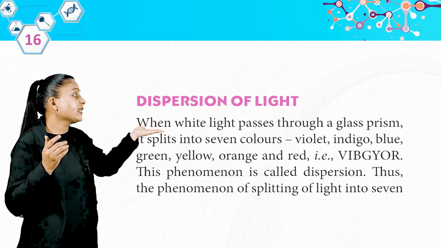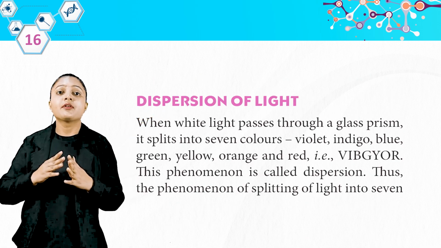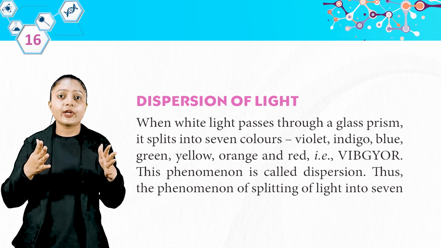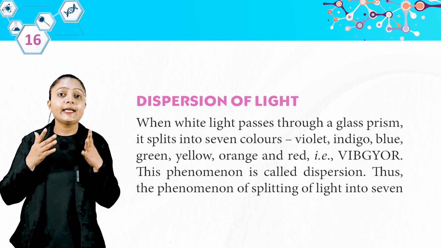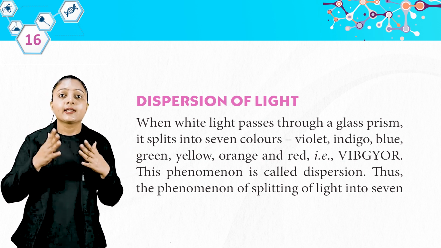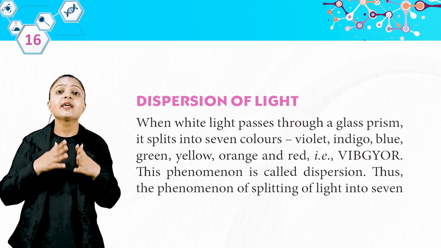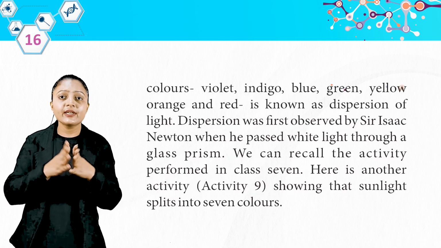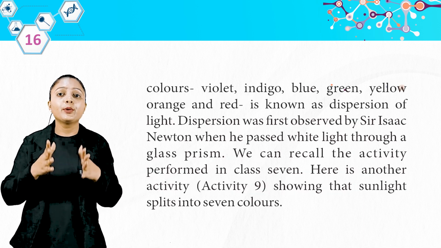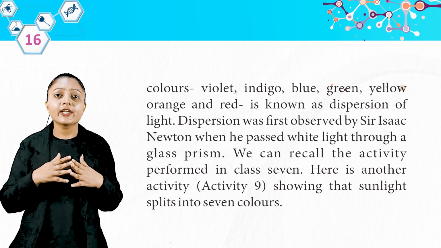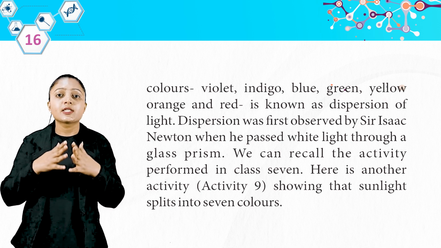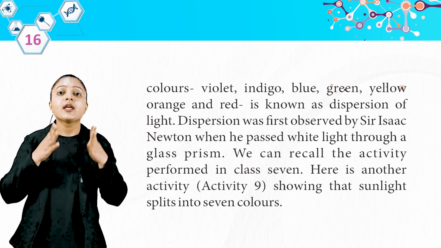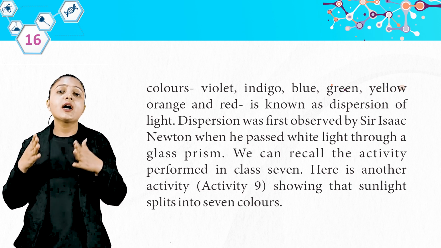Now let's see what is dispersion of light. When white light passes through a glass prism, it splits into 7 colors: violet, indigo, blue, green, yellow, orange and red. That is VIBGYOR. This phenomenon of splitting of light into 7 colors is known as dispersion of light. Dispersion was first observed by Sir Isaac Newton when he passed white light through a glass prism.